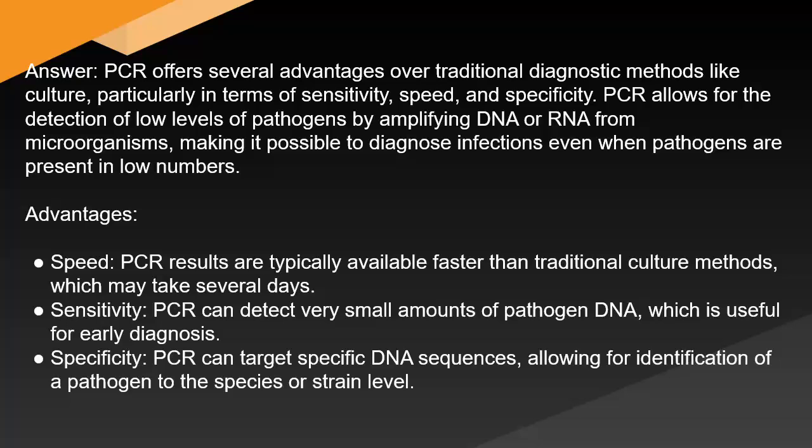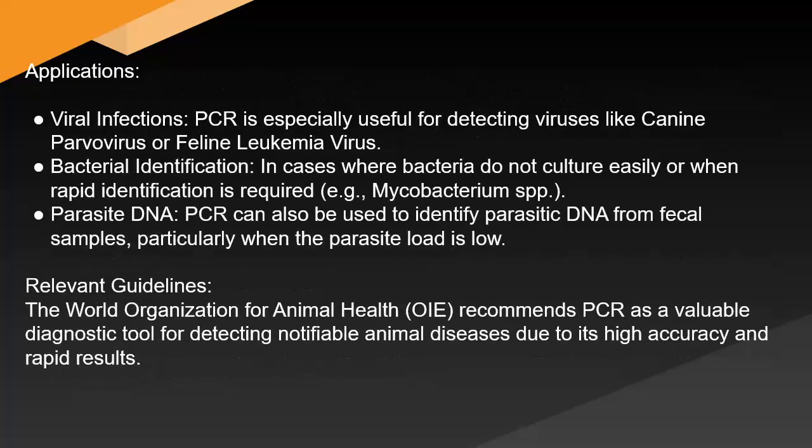Advantages: speed. PCR results are typically available faster than traditional culture methods, which may take several days. Sensitivity. PCR can detect very small amounts of pathogen DNA, which is useful for early diagnosis. Specificity. PCR can target specific DNA sequences, allowing for identification of a pathogen to the species or strain level. Applications. Viral infections. PCR is especially useful for detecting viruses like canine parvovirus or feline leukemia virus.